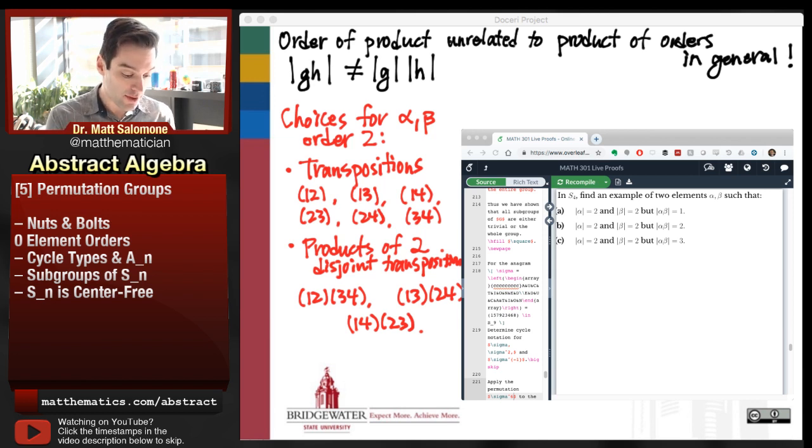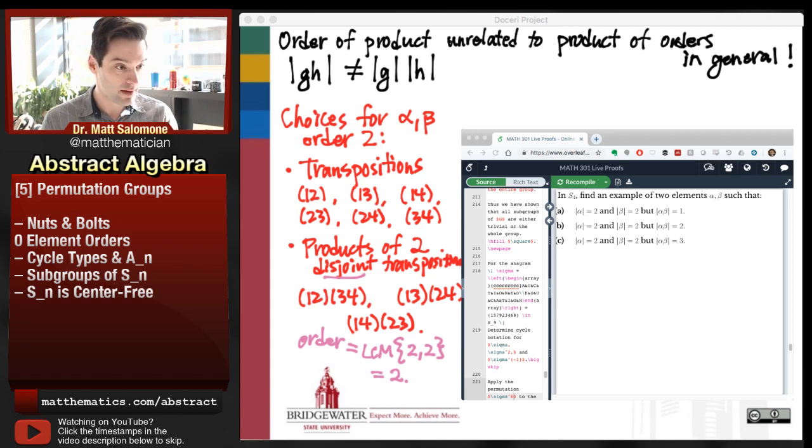And remember, those products are going to have order 2 because, being disjoint, the transpositions that form these products are going to commute with one another. And therefore, the order is going to be the least common multiple of the orders of those transpositions themselves. But the least common multiple of 2 with itself is going to be 2. So here I have my 9 different elements to choose from. So we can go real quickly through the examples that are being asked for here.